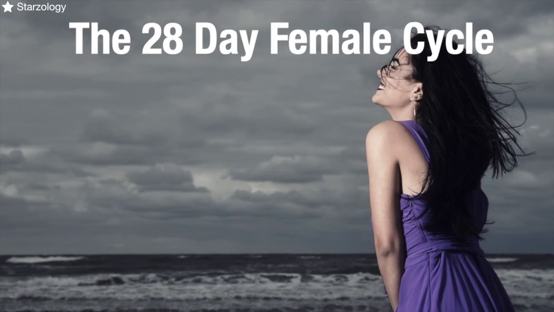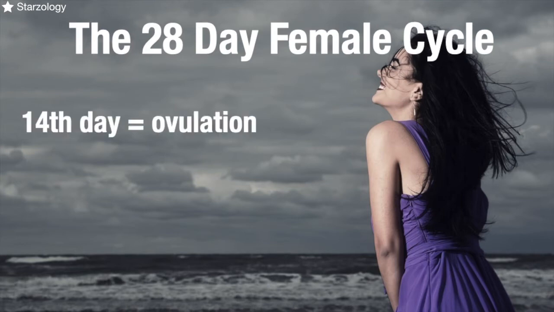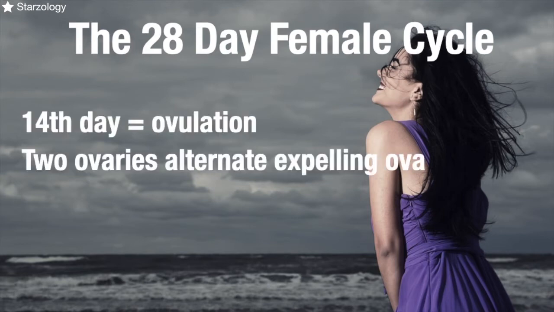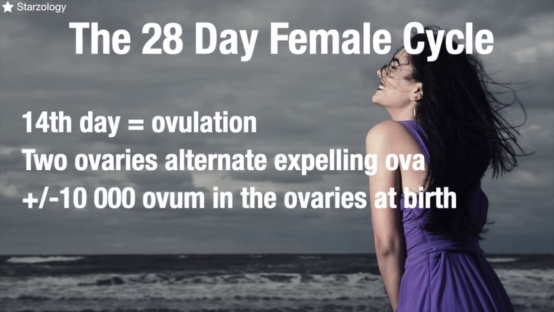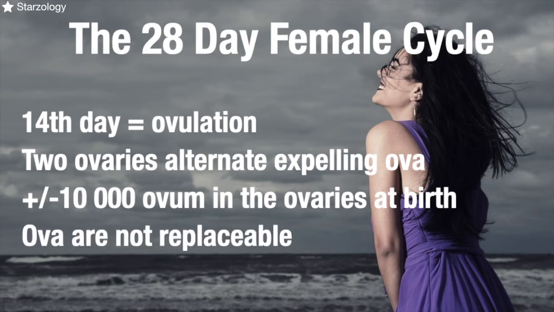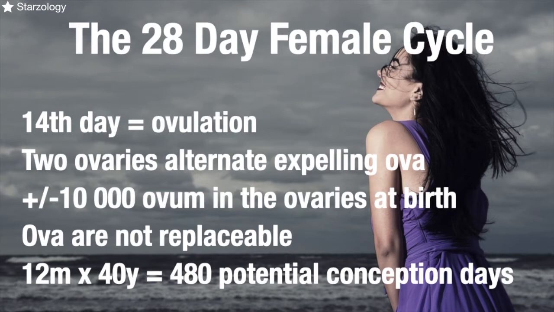So taking a closer look at the 28-day female cycle, in general what happens is on the 14th day ovulation occurs. There are two ovaries that alternate each month, expelling one ovum each, or maybe two, just depending. At a woman's birth, she has already over 10,000 ova in the ovaries. They are already in there the day she's born. There is no more. Ova are not replaceable. If you've got a 12-month period of, say, 40 years of fertility, there are 480 potential conception days in a woman's life, which might sound a lot, but still.